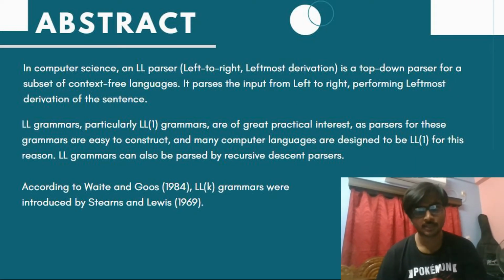Now the abstract. An LL1 parser, that is left to right and leftmost derivation, is a top-down parser without backtracking for a subset of context-free languages. It parses the input from left to right, performing leftmost derivation of the sentence. LL grammars, particularly LL1 grammars, are of great practical interest, as parsers for these grammars are easy to construct, and many computer languages are designed to be LL1 for this reason. LL grammars can also be parsed by recursive descent parsers.